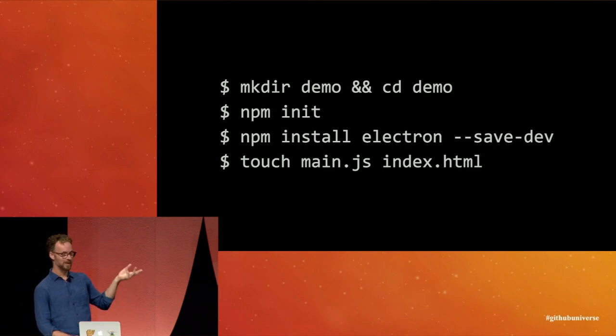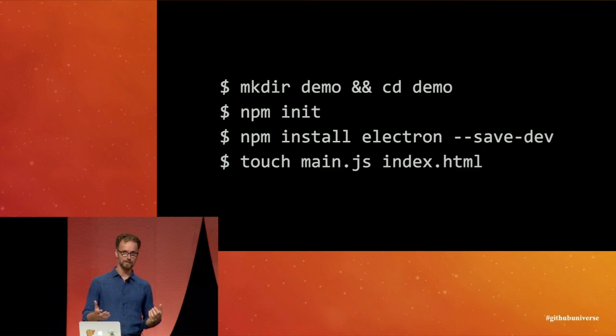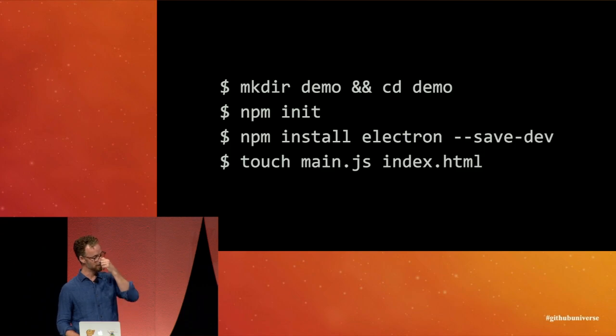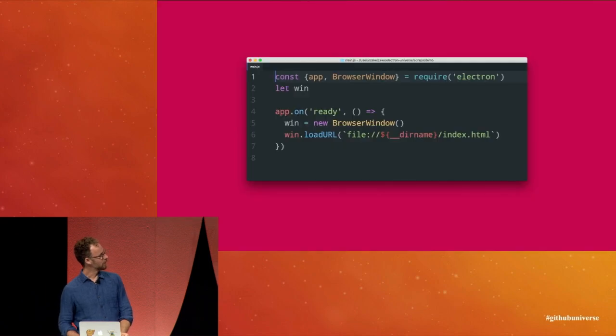Then you just create two files. There's main.js, which is the convention for what most people call the main JavaScript file, and index.html. So we're creating just a web browser window. This is what a main.js file looks like.